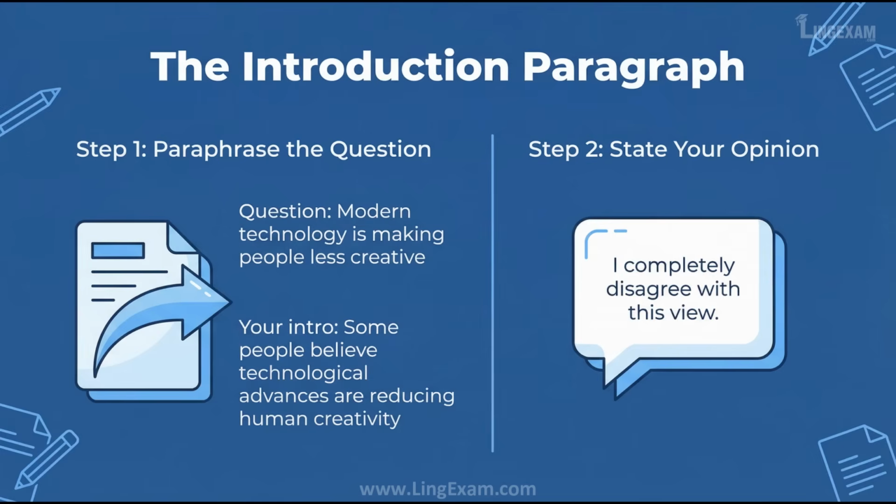For example, if the question says, "Modern technology is making people less creative," you might paraphrase it as, "Some people believe that technological advances are reducing human creativity." And then add your opinion by saying, "I completely disagree with this view."